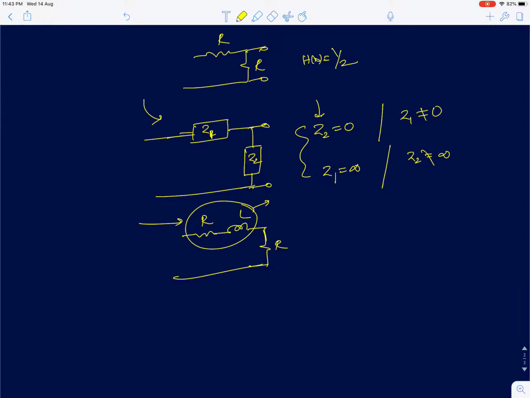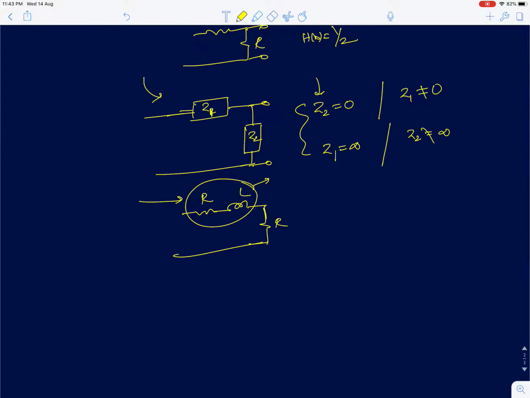Now the only other thing to find out is the pole. Now to find the pole, as I said, you can simply short circuit this node and equate this impedance. Z1 equals minus Z2, that will give you the pole. Okay, if you do this, you will get that. So that will be SL plus R equals minus R. So SP, the pole, will be minus 2R upon L.